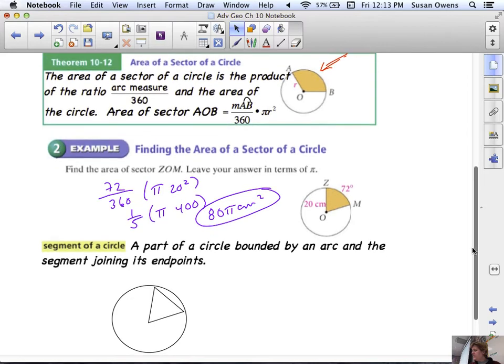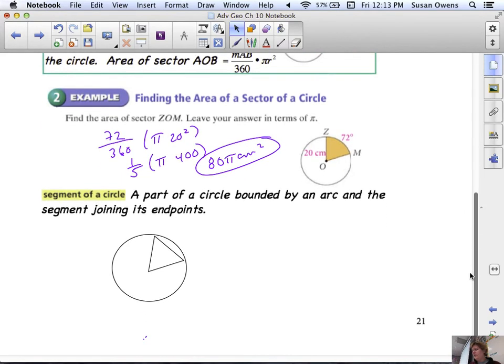Now, we can have a segment, which is a line. We can also have a segment of a circle. A segment of a circle is a part of a circle bounded by an arc and a segment joining its endpoints. If I take a look at the picture I have here, the segment would be this part right here.